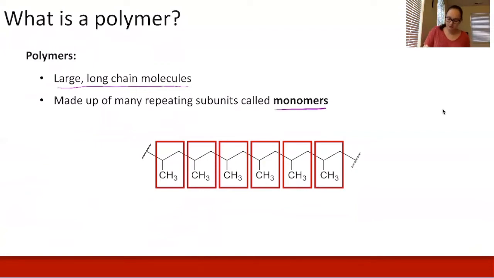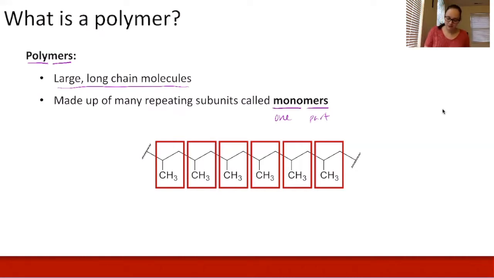So mono, first half, mono means one, mer means a part. So a monomer means one part. A polymer, poly meaning many, many parts. So a polymer is just one part repeated over and over and over and over and over and over and over to make a long chain.